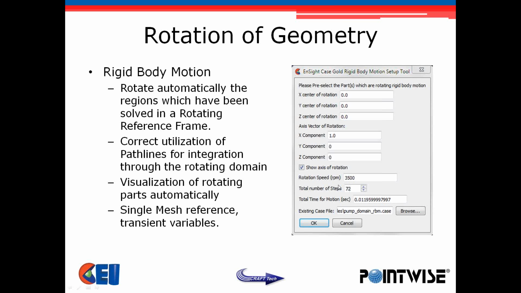And what this does is it allows Nsight to apply Euler transformations to the grid in sync with the transient moving of the solution. So we can correctly integrate path lines. We can visualize the rotating geometry automatically. And since there's a single mesh, there is very little overhead for this. It doesn't actually cost you anything in terms of CPU or memory to do this. So you have a much more rich presentation of the solution.